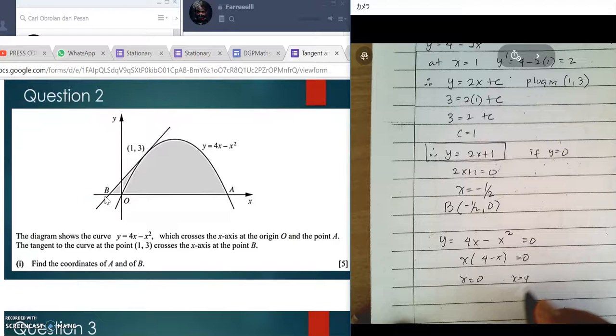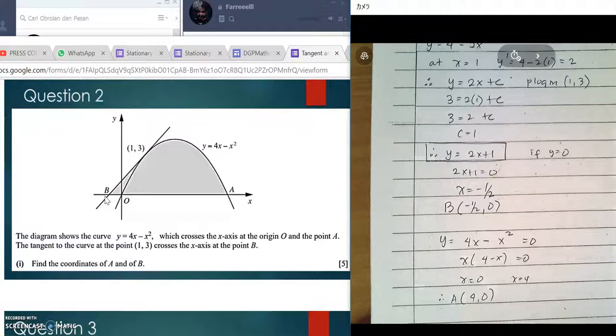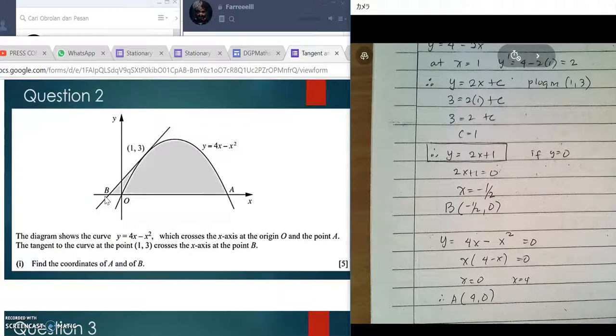So therefore, since x equals 0 is your origin, your point A is (4, 0). And that's the solution for question number 2.